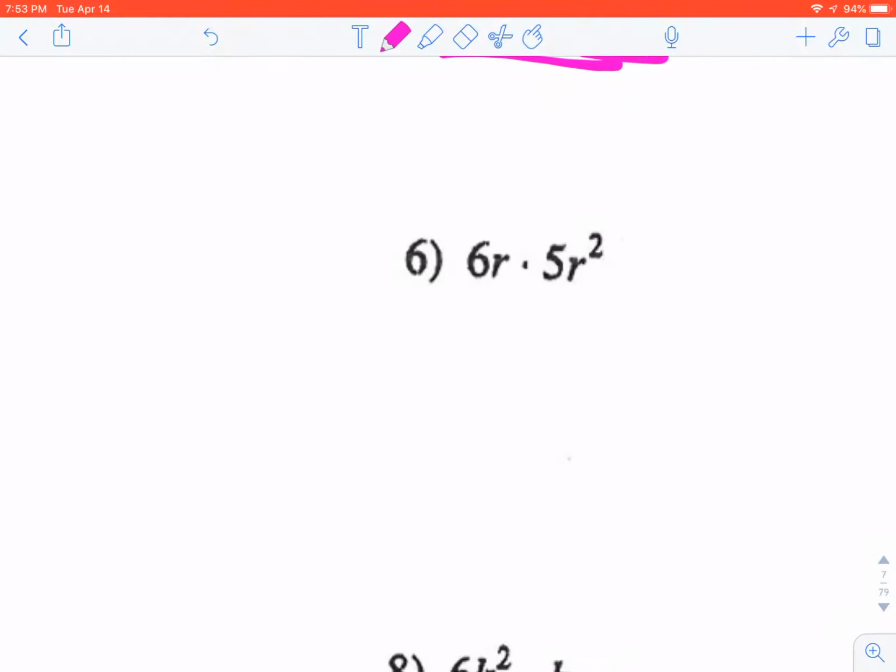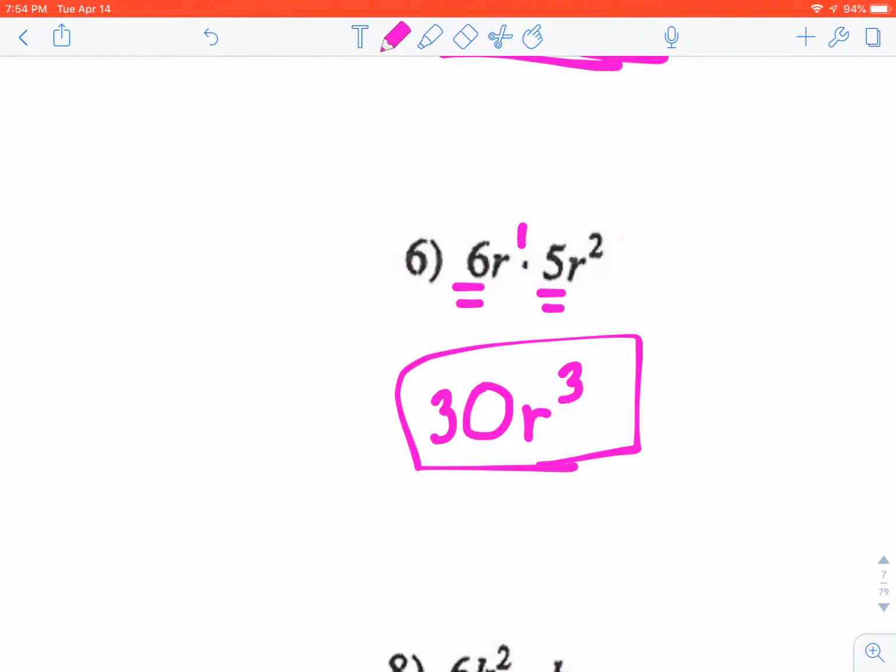Number 6, put a 1 above your r. Your coefficients in front are different. So take your 6 times 5, which is 30. Now take your bases that are the same, r to the 1st times r to the 2nd. Rewrite your base, add your exponents. So 30r to the 3rd.